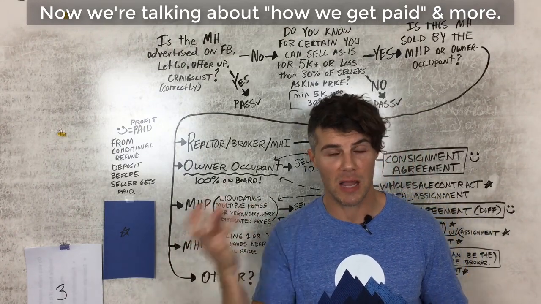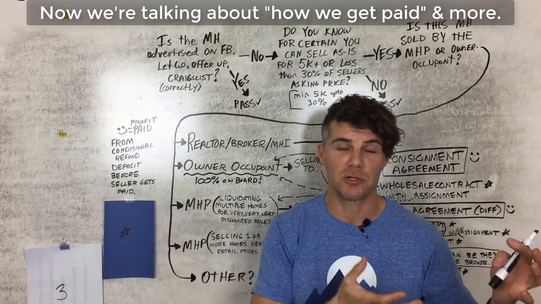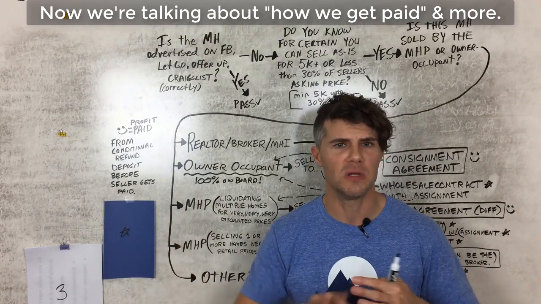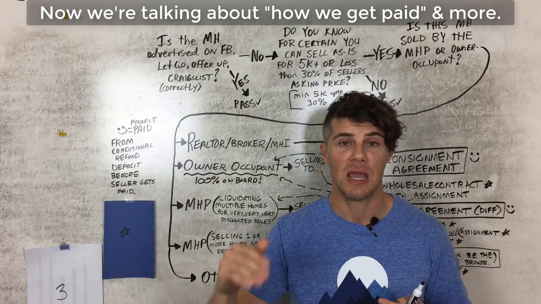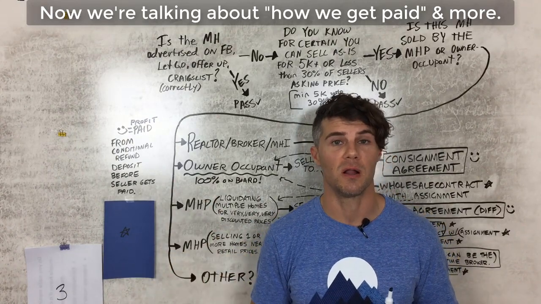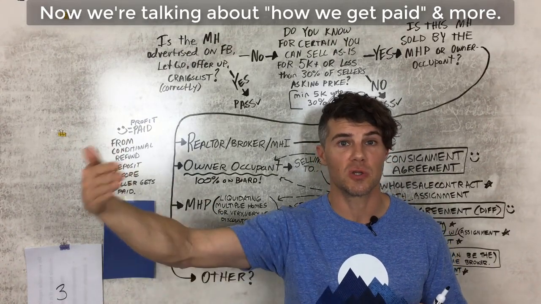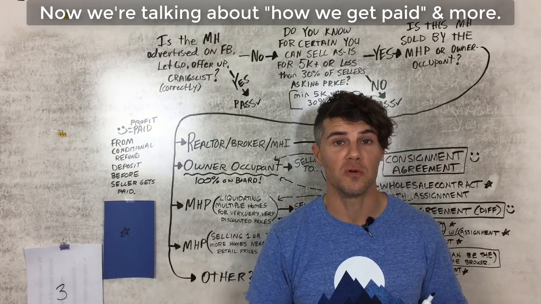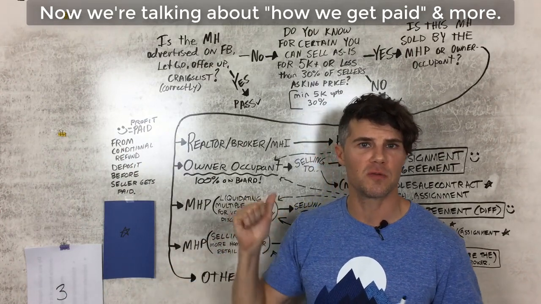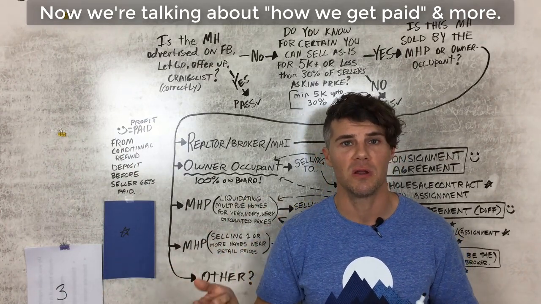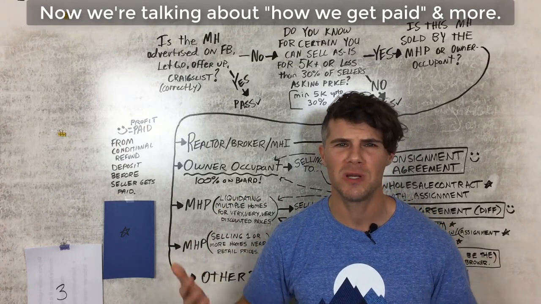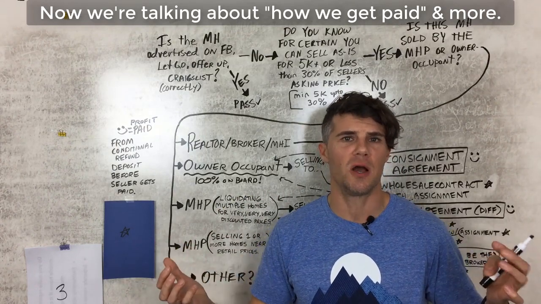So the seller has to know what you're doing. The buyer should know kind of who you are. They don't need to know how much you're getting paid by any means. And then the park should know that you're there as well. Because if you send buyers to the park to get approved, they're going to say, well, hey, John from lot number 15 sent me over there. They're going to be like, John doesn't own that. What are they talking about? Who is this John character?